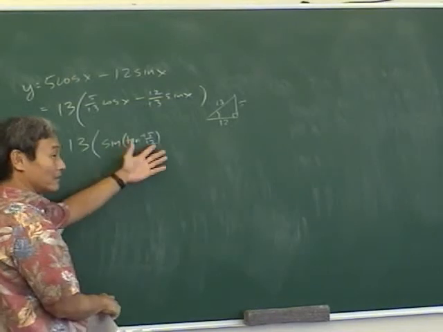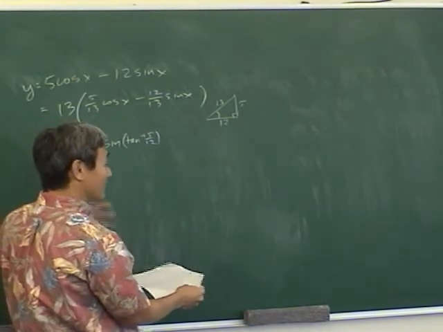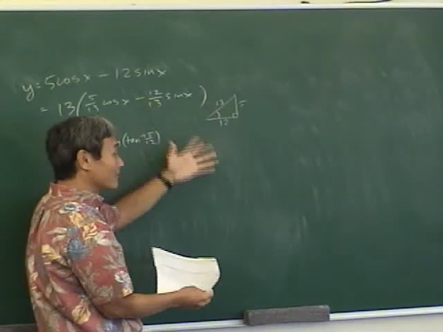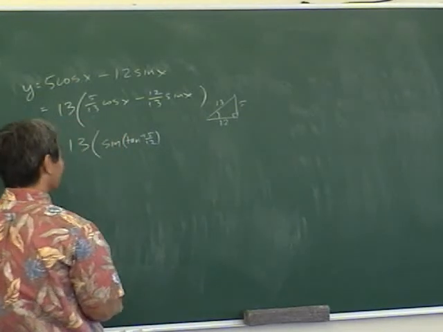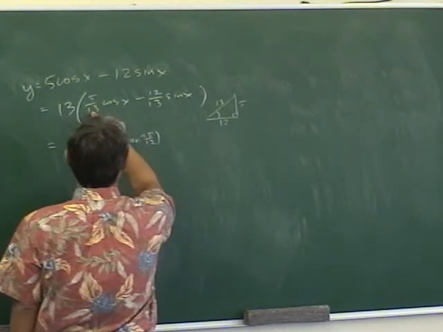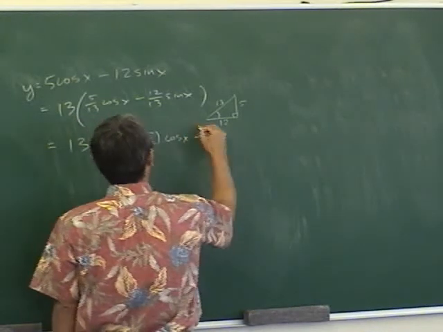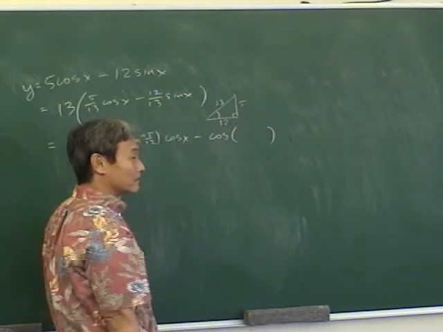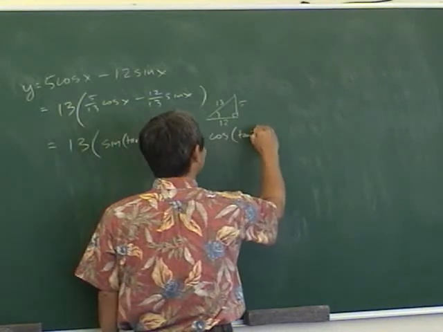You guys see that? See, before it just came out to a nice angle that we knew, right? Pi over 6, pi over 3, pi over 4. But now it's not a nice angle, but it's actually easier because you don't even have to think. You just draw the triangle. Okay, so sine of this is the 5/13, cosine x, minus, now, the cosine of what angle will give me 12/13? The same angle here, tan inverse 5/12.